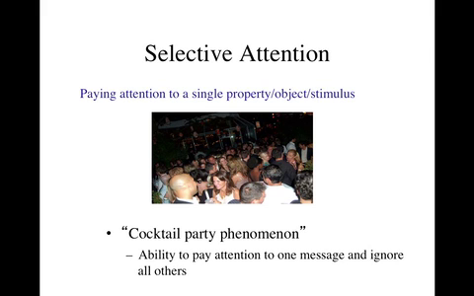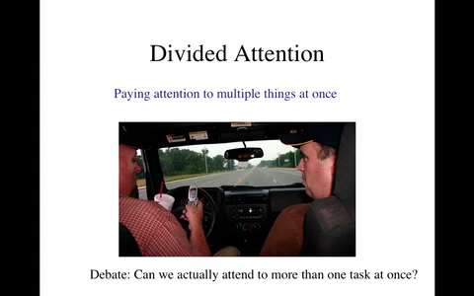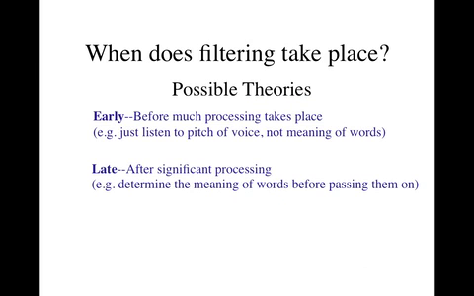So all that information that's out there is making its way into your ears. Other people's conversations are making their way into your ears, and somehow you're able to selectively attend to the particular conversation you're engaged in. Divided attention, on the flip side, is paying attention to multiple things at once. And as I mentioned, there's some discussion about whether we actually can pay attention to multiple things, or perhaps move our attention around quickly and toggle between them.